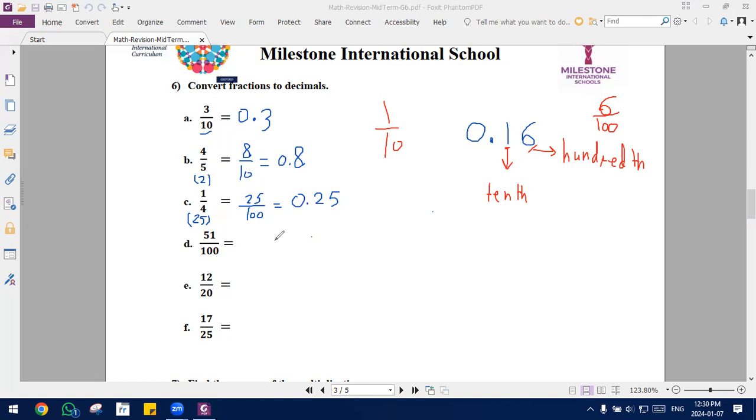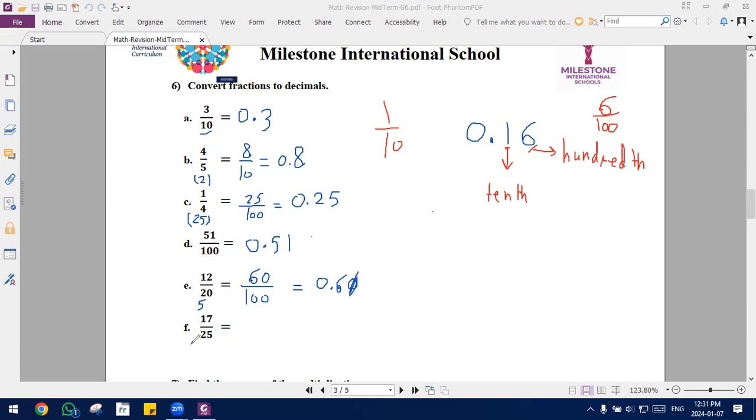This one is already over 100, so 0.51. Now 12 over 20, we make it 100, so we times it by 5. 60 over 100, which is 0.60. And we can actually eliminate the 0, it's not important, it has no meaning, because 0.6 and 0.60 are equal.